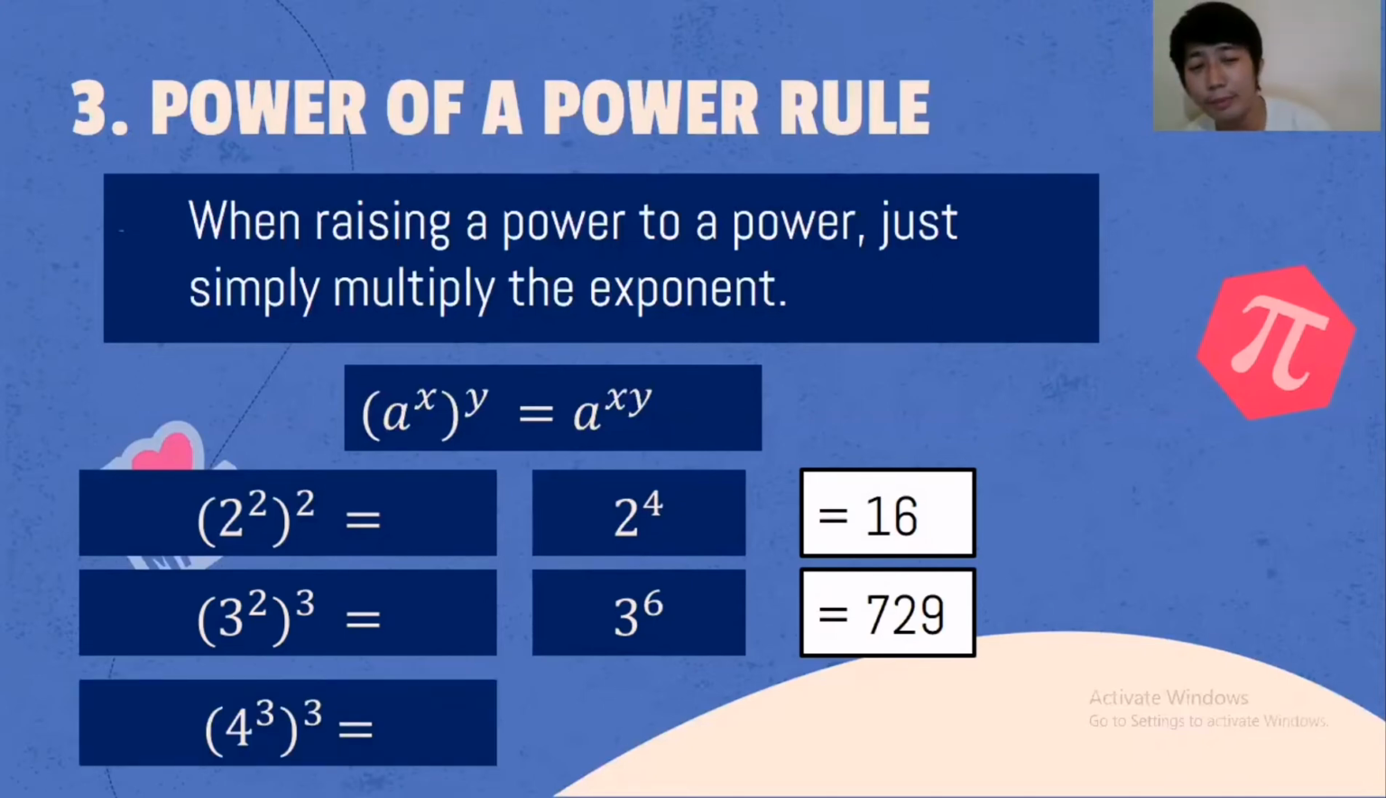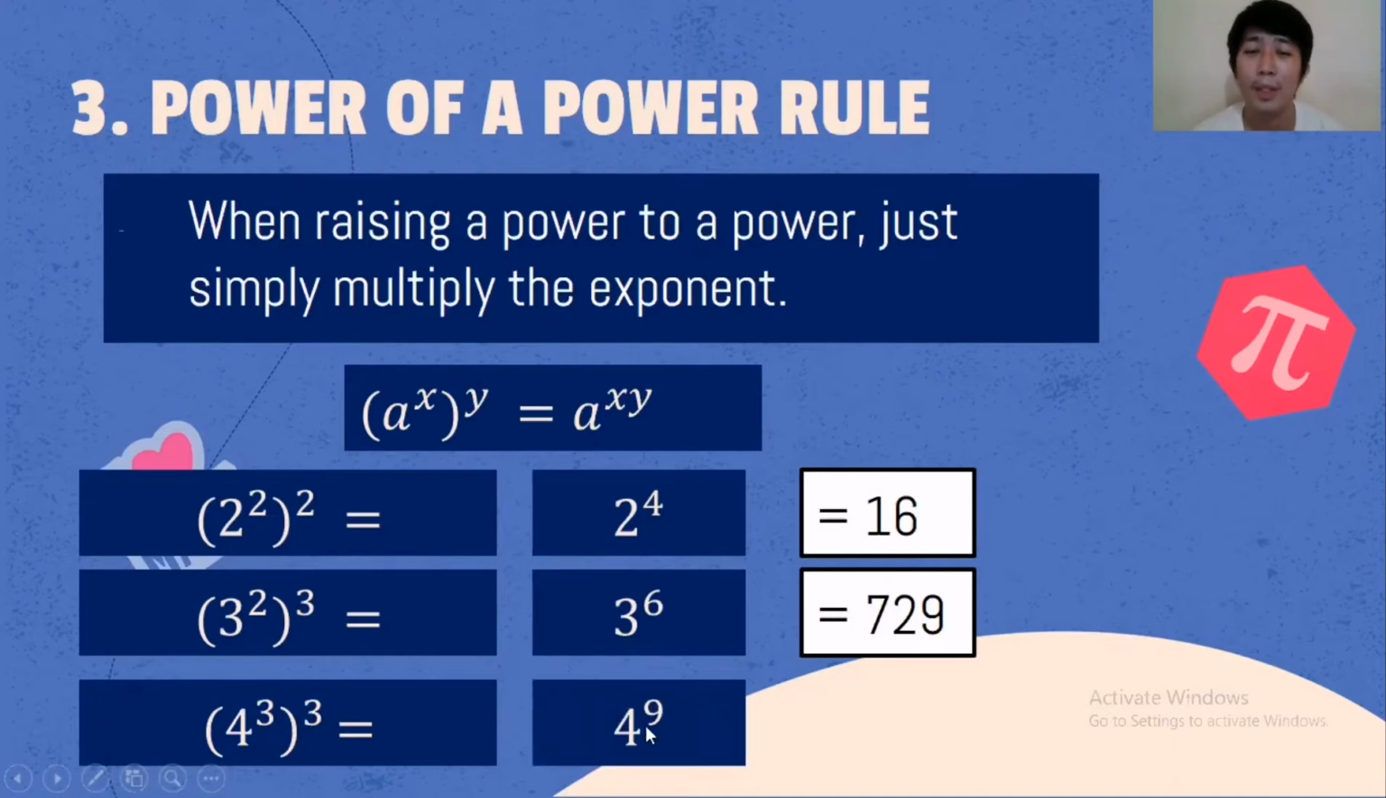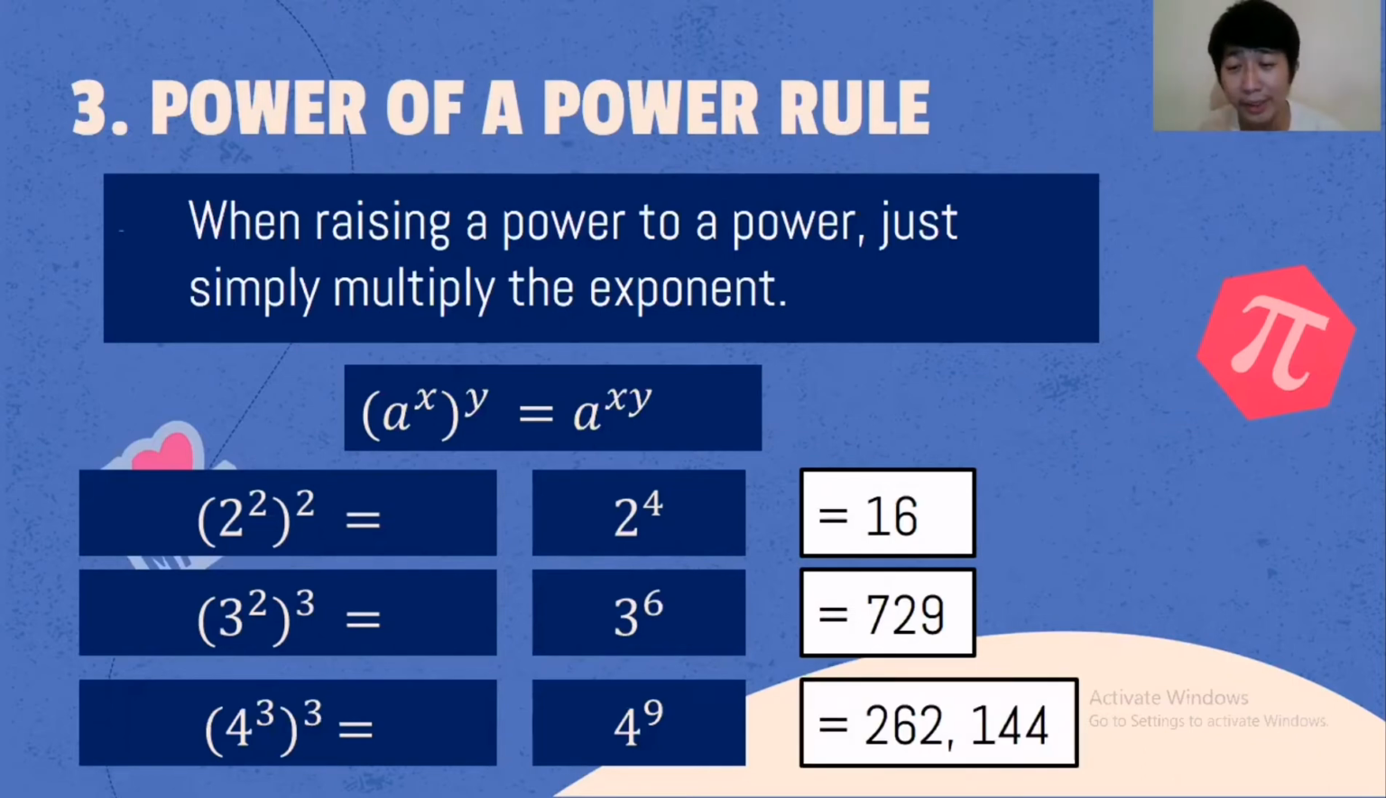The next one, the quantity of 4 cubed raised to 3. We will be multiplying the exponents because we are raising a power to a power. So that will become 3 multiplied by 3, that is 4 raised to 9. What is 4 raised to 9? You will be multiplying 4 by itself 9 times. So the answer will be 262,144. That is our rule for the power of a power rule. When raising a power to a power, just simply multiply the exponents.